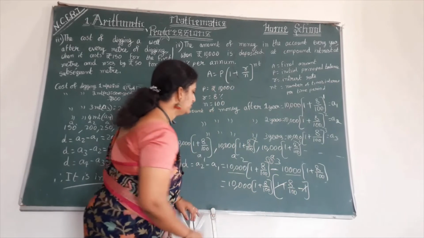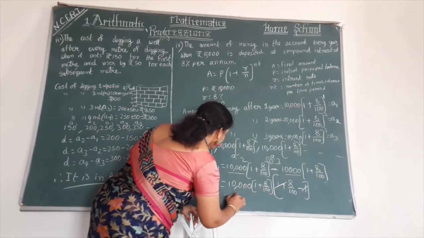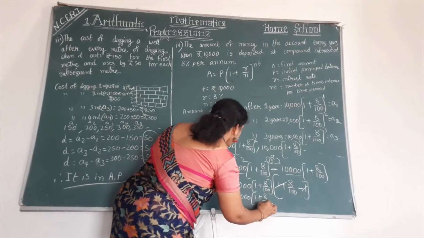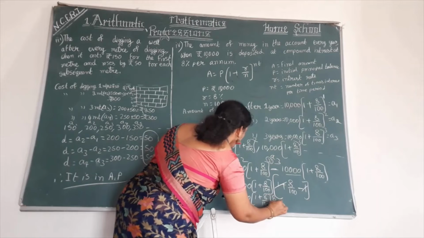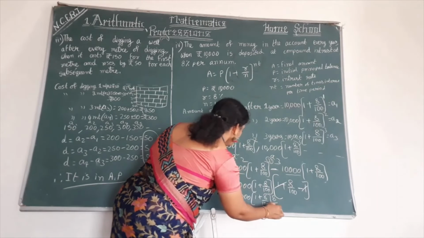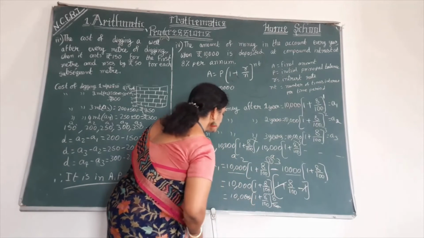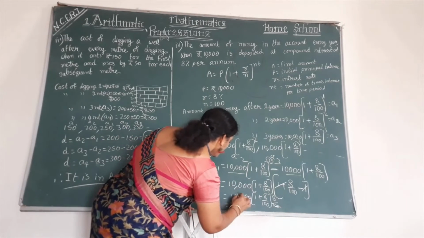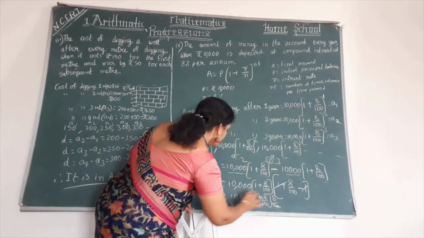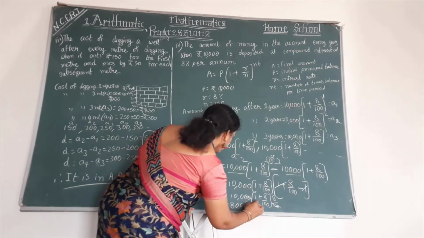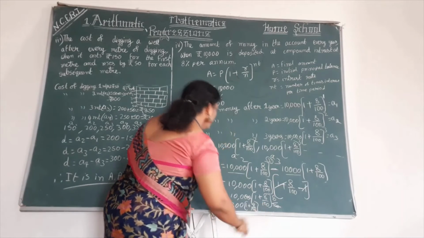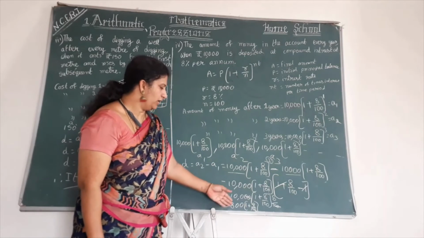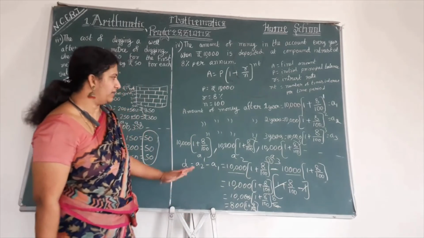1 cancels 1. So finally what do we get here? 10,000 into (1 plus 8 by 100) into 8 by 100. If you want, you can cancel 2 zeros, or directly multiply by 8. Finally, how much did you get? 8 into this, 800 into (1 plus 8 by 100). If you want, you can do LCM also, but don't make your problem too lengthy. You can stop here: 800 into (1 plus 8 by 100).